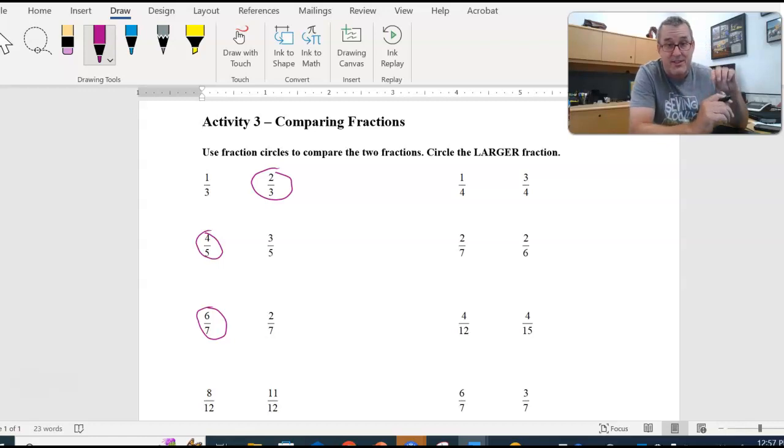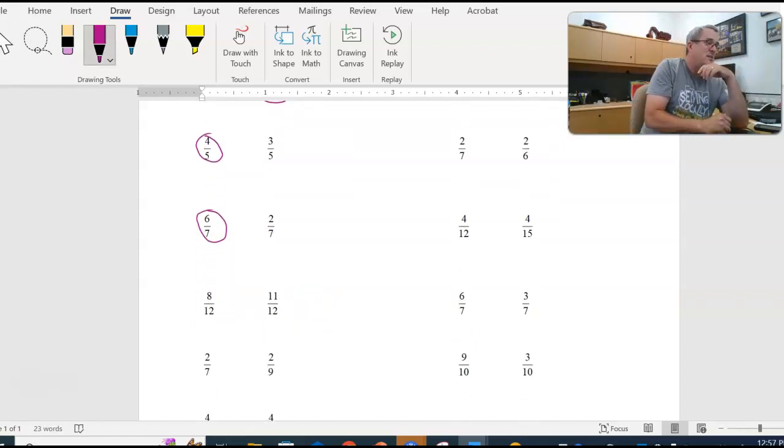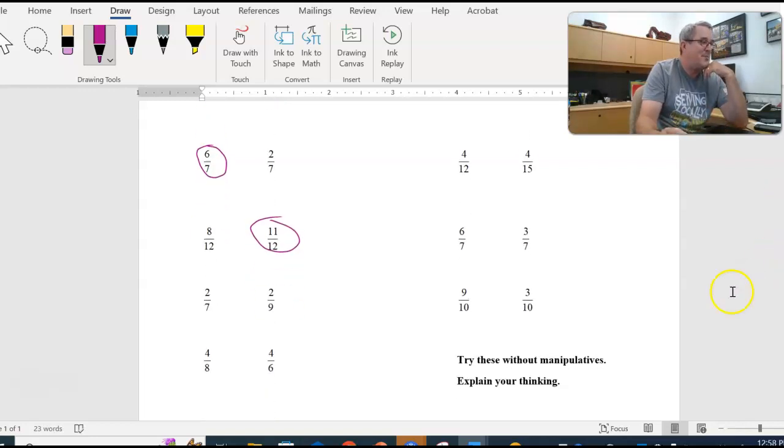Now, as you work on this, you may look at the virtual manipulatives and see it. Remember back in activity 2, the more pieces it takes to cover the circle, the smaller the pieces. And so we're comparing things like 6 of those 1/7 to 2 of those 1/7. 6 of them would be bigger. 11 of the 1/12 would be bigger than 8 of the 1/12. Now what happens with 2/7 and 2/9? Now we really have to think.